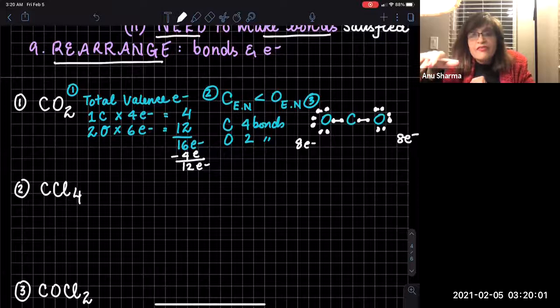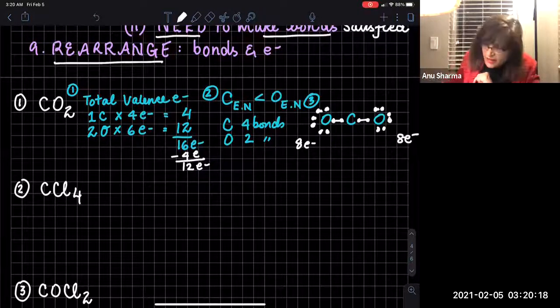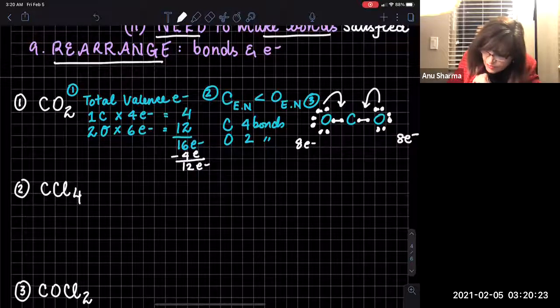Carbon is just making 2 bonds. Carbon should make 4 bonds. That's the nature of carbon. Oxygen wants to make 2 bonds, but oxygen's octet is met, but its need to make the bond is not satisfied. So we will have to do a rearrangement. And what is rearrangement? This lone pair goes here and this lone pair goes here.